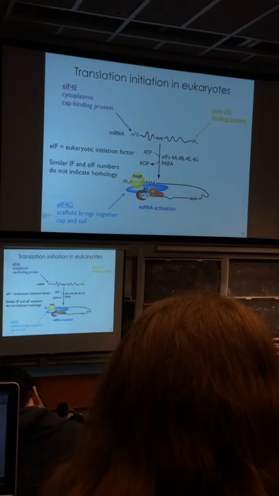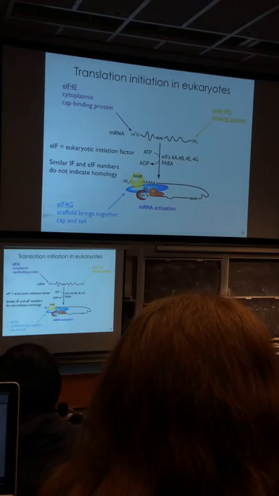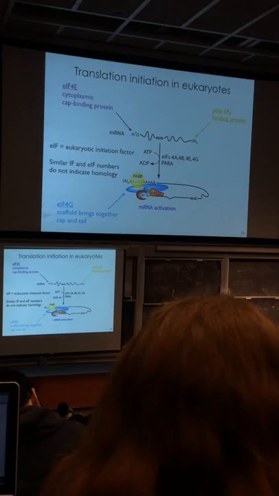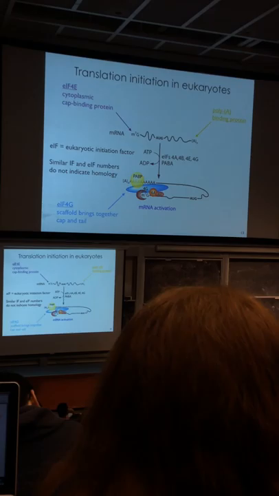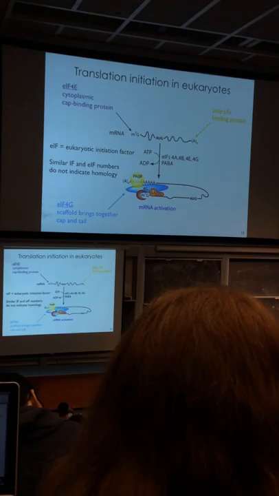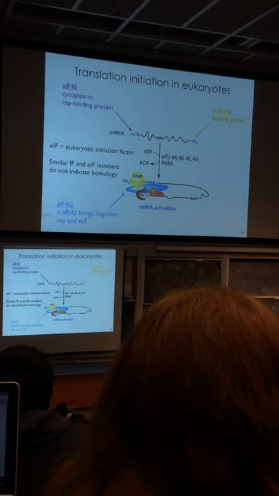IF2 is a GTPase that triggers subunit joining. And the IF numbers in bacteria, IF2 for instance, have no relation to the EIF numbers used in eukaryotes. There's no correspondence between those. And so the nomenclature can be somewhat confusing, and I'll name a few specific eukaryotic initiation factors that I think are important to know about, but there are actually many of these factors.